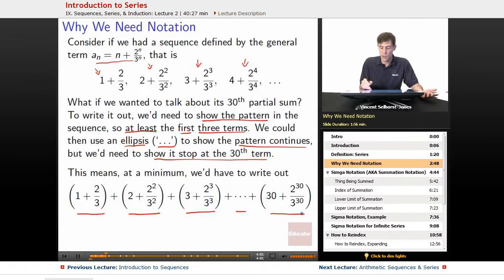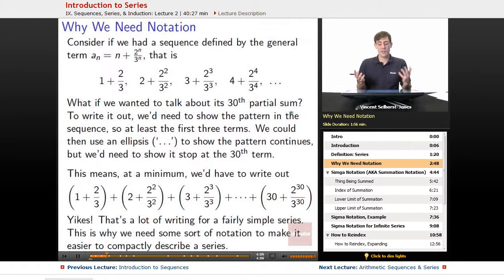plus 30 plus 2 to the 30th over 3 to the 30th, right? That's the 30th partial sum like we were talking about. But that's a lot of stuff to write out, right? Yikes! That's a lot of writing for a fairly simple series.